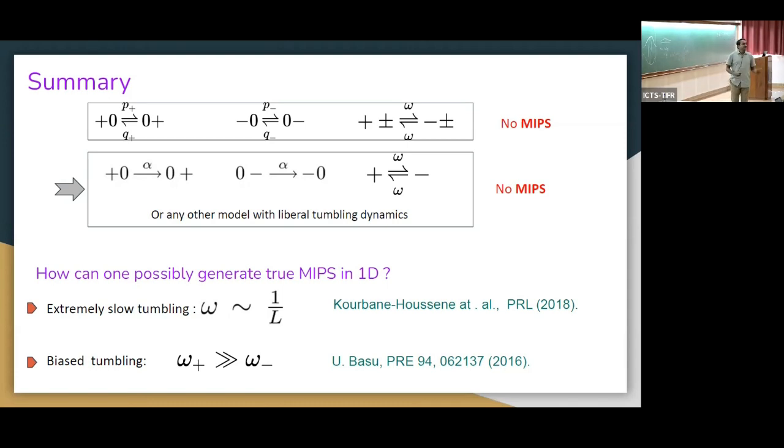Okay. So one question that might occur is how can one possibly generate a true, stable MIPS phase in 1D? Is it possible at all? This is a speculation: if you take a very slow omega, let us say omega goes as 1 by L, so as the system size goes to infinity, it is as if the flipping never occurs. In such situations, things can occur. There is a very recent work where the flip rate is 1 by L square and the run rate is 1 by L, and they show that there is a phase separation transition. Or if you bias it, it can also happen.